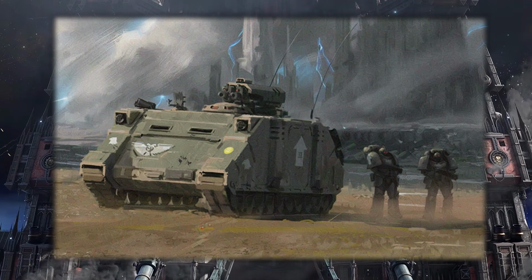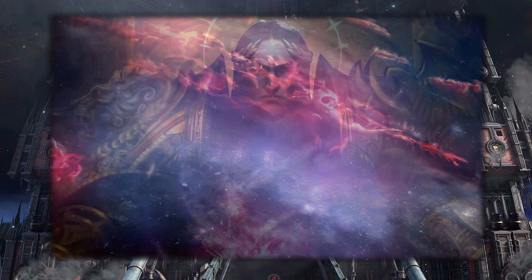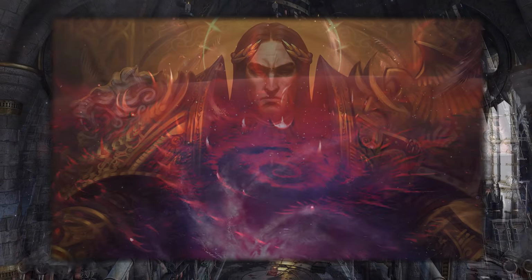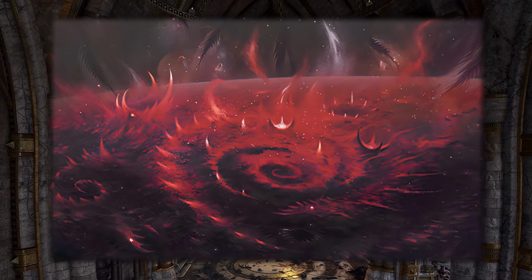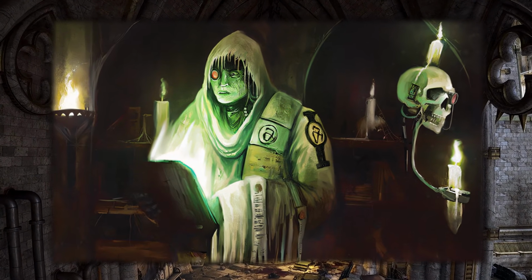But to understand the universe of 40k, we also have to take a good look at the warp, the Sea of Souls, the energy mirror of our own reality, and in a way, the place where Warhammer 40k's problems originate from. And let me tell you, we know a lot more about the warp than you think we do.